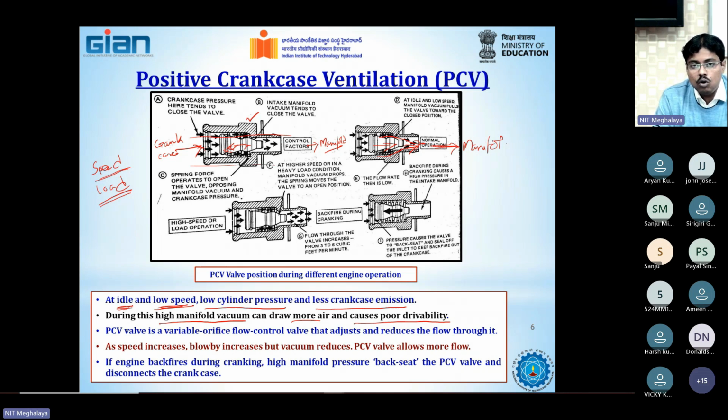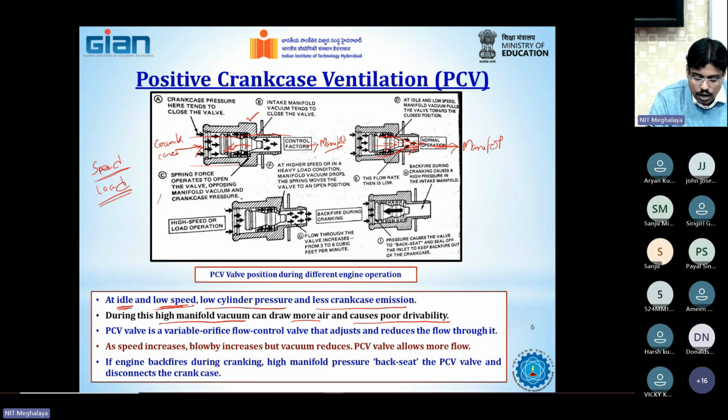Because at low operating condition, that is low speed and warm-up condition, the requirement of air is less through the main manifold. So through the main manifold, the mass of air coming inside the combustion chamber will be less. That is the reason why this bob is designed in such a way that when you operate the engine at low speed, the bob will partially close this passage and allow a small amount of blow-by gases to pass through the manifold and go inside the combustion chamber. So this is how it operates at low speed condition.